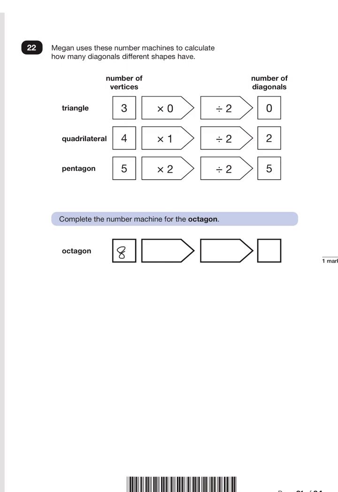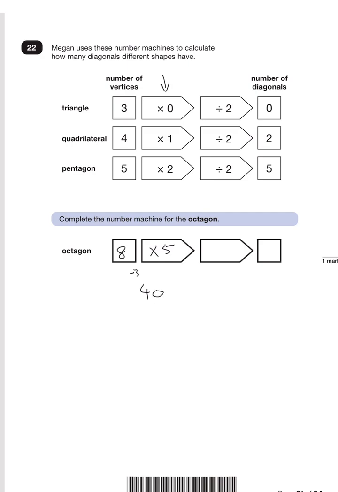And for the next one, I can see the triangle is getting multiplied by 0, quadrilateral by 1, pentagon by 2. I'm not going to keep counting, I'm going to see what the difference is between the vertices and this column. So 3 take away 0 is 3. 4 take away 1 is 3. 5 take away 2 is 3. So I'm taking away 3. So I'm doing 8 take away 3, which is 5. So I'm going to multiply by 5. And that would give me 40.